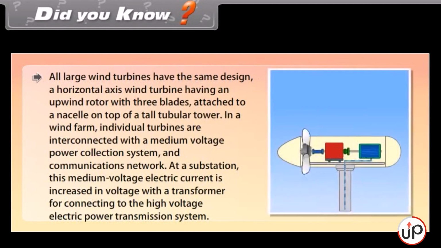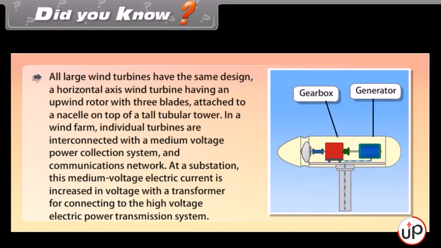Did you know? All large wind turbines have the same design, a horizontal axis wind turbine with an upwind rotor with 3 blades, attached to a nacelle on top of a tall tubular tower. In a wind farm, individual turbines are interconnected with a medium voltage power collection system and communications network. At a substation, this medium voltage electric current is increased in voltage with a transformer for connecting to the high voltage electric power transmission system.